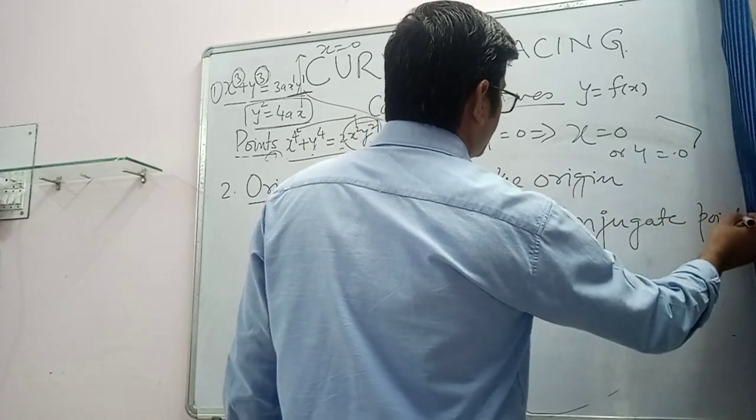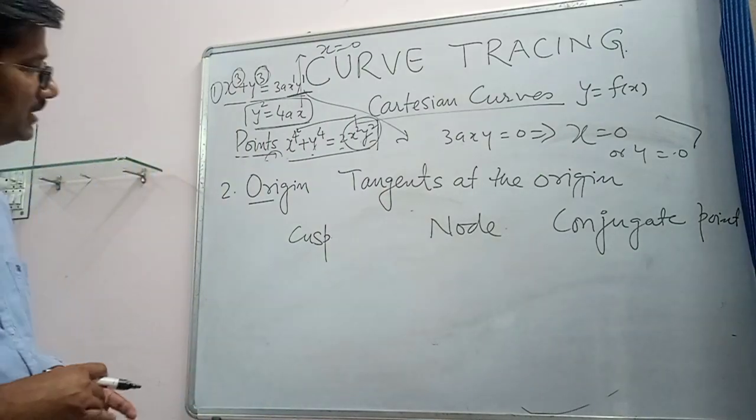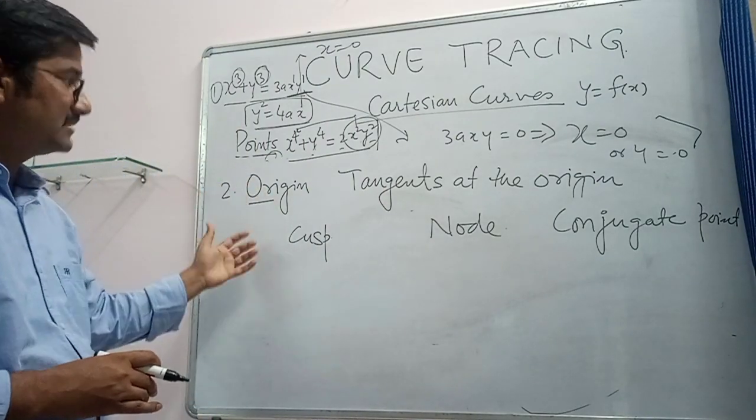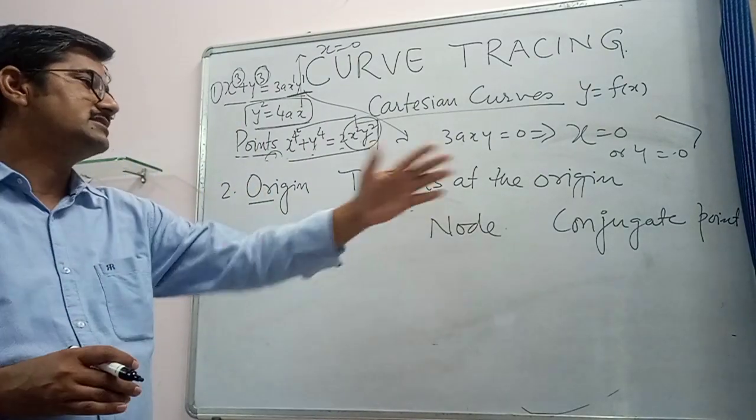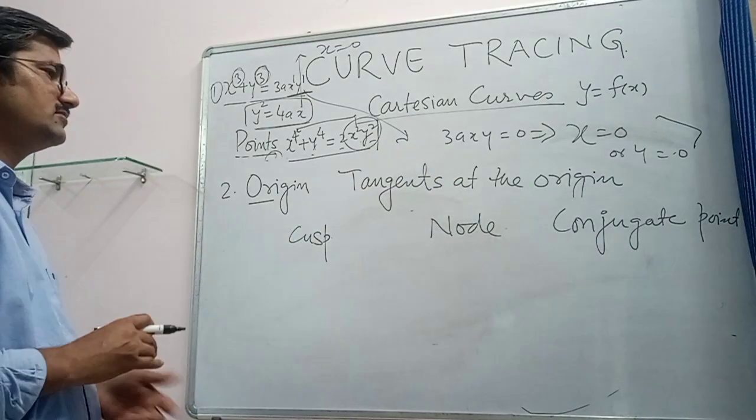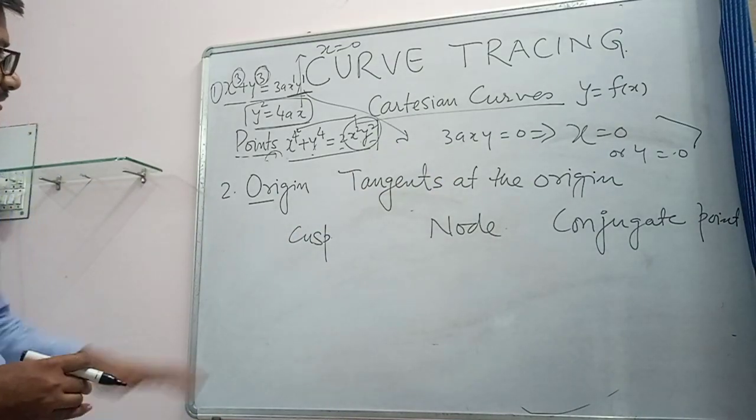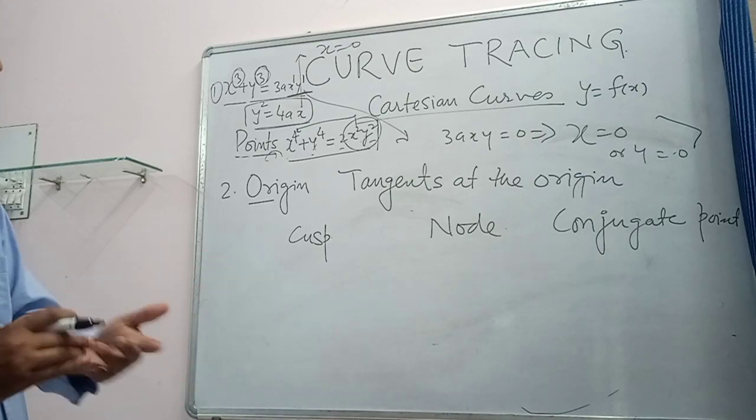Keep in mind, if a curve passes through the origin, then we have to test it in this direction. If the curve does not pass through the origin, then skip this point, the origin. We can test it for the further points.